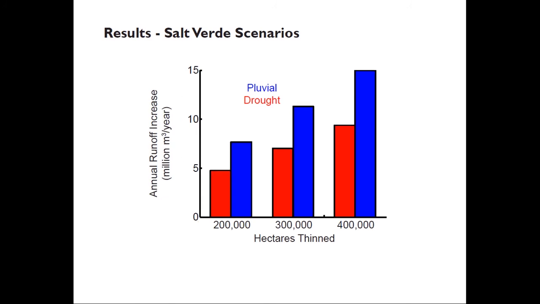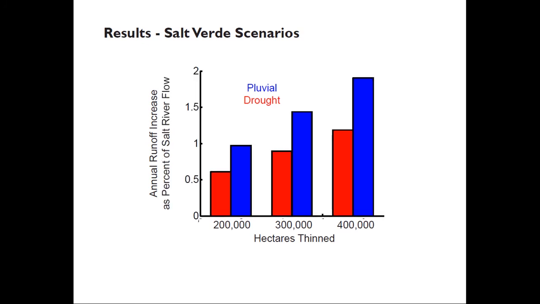But now if we look at this on the annual scale, of course, numbers are getting smaller. And finally, let's look at this as a percent of total flow in the Salt River. Now we're only looking at less than a 2% increase in flow of the Salt River. So our overall lesson here was that, yes, forest restoration will have a positive impact on streamflow in the Salt River, we expect, but it's an extremely small increase.